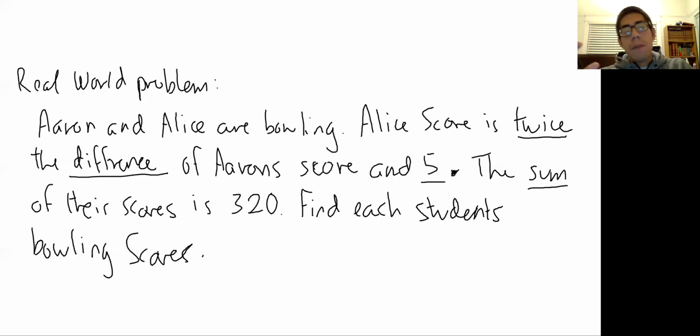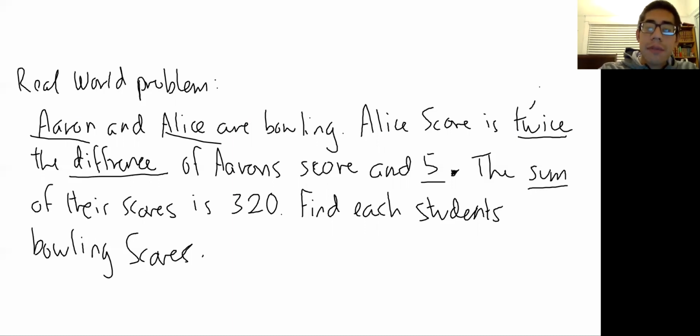Okay, so right away, this is confusing. It's confusing for a couple of reasons. There are 2 people. We know that this is Aaron and Alice bowling. Alice's score is twice the difference. Now, notice I underlined twice, I underlined difference right here. Twice is referring to multiplication.